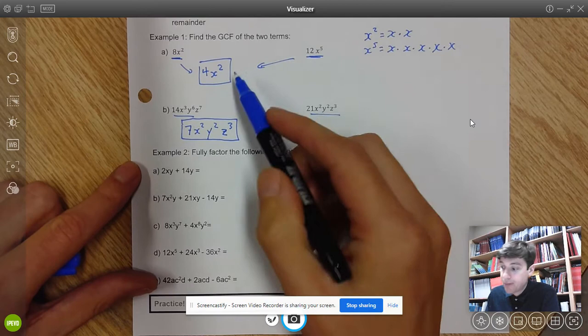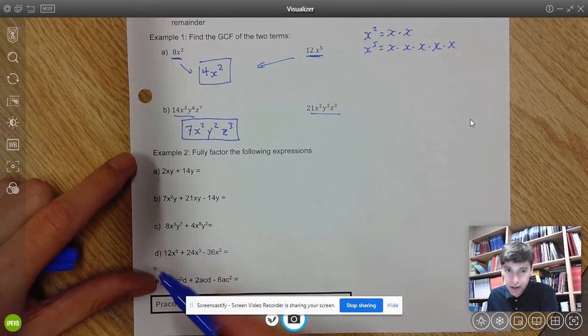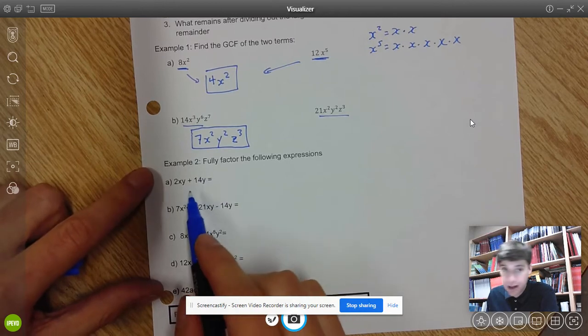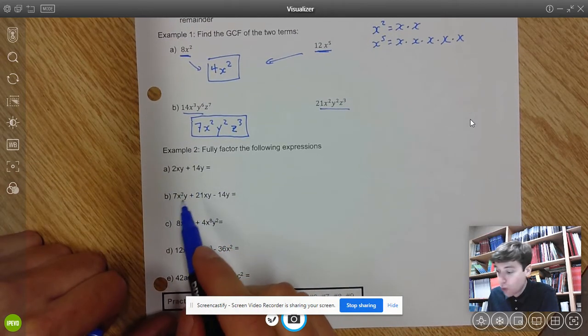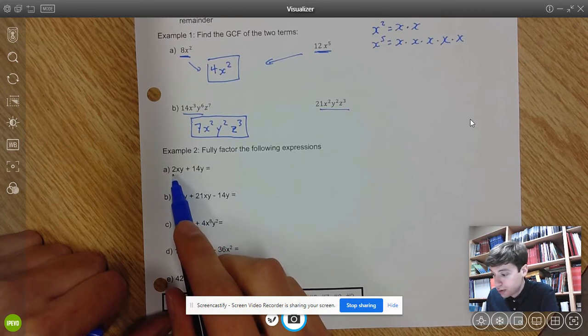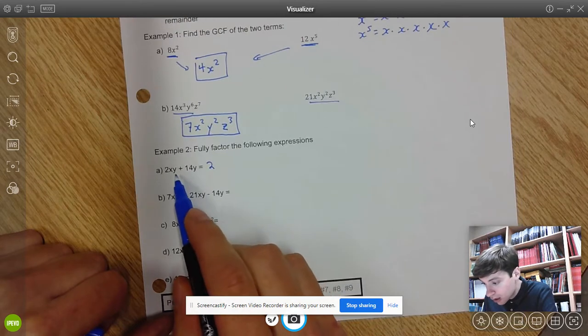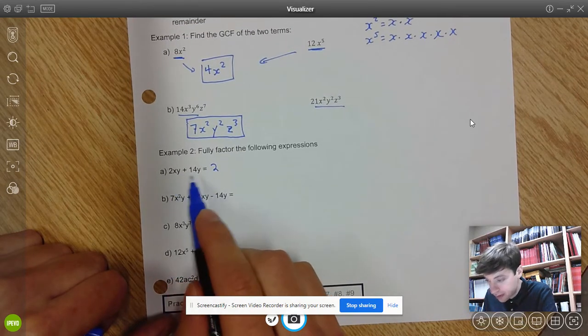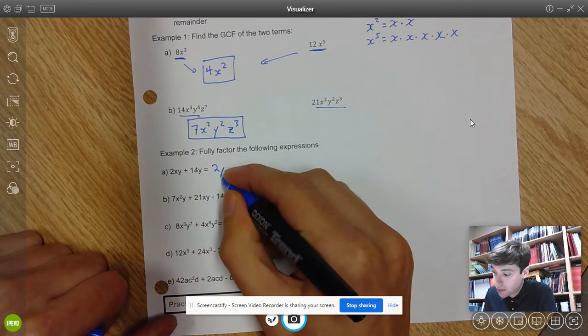So that's how I find the greatest common factor. We're going to use that now to fully factor these expressions. And there's two steps. The first step is to find that greatest common factor. So in example A, I've got 2xy plus 14y. What do those share? Well, 2 and 14 are both divisible by 2. They don't share an x, this is 0 x's, and that is 1. But they do share a y, so 2y is going to be my common factor.